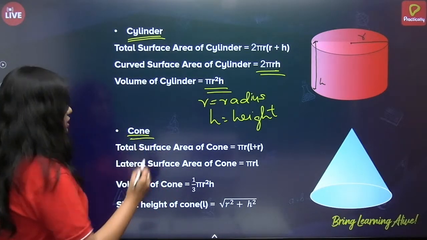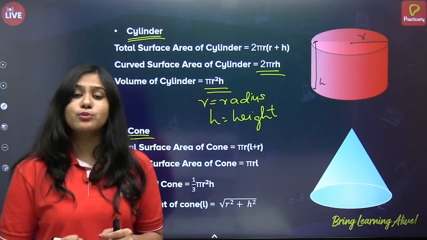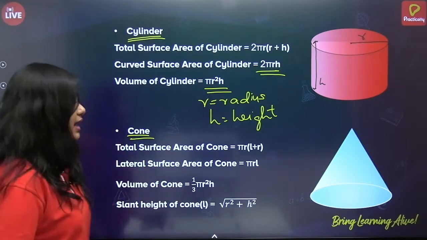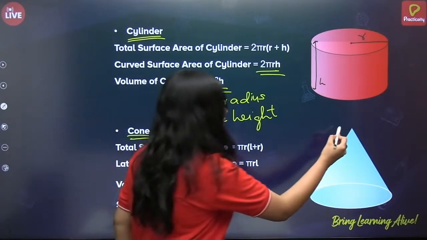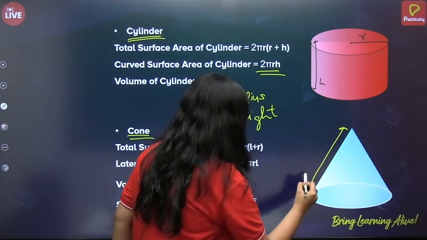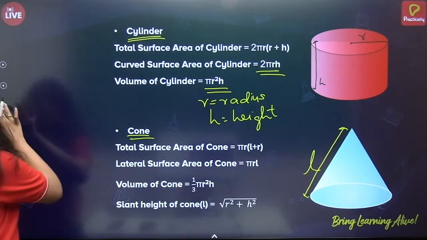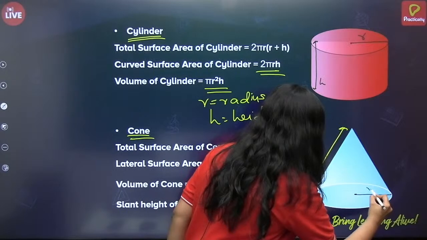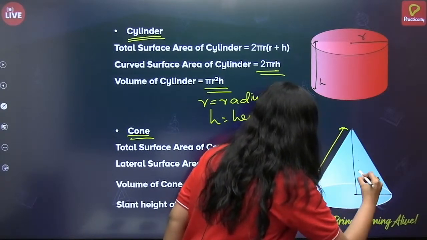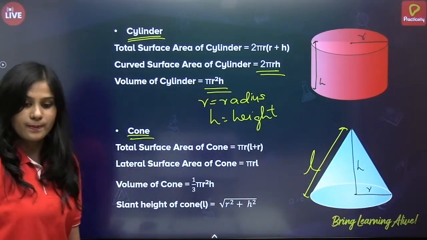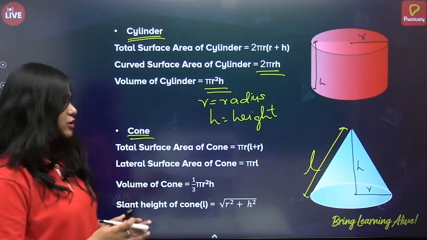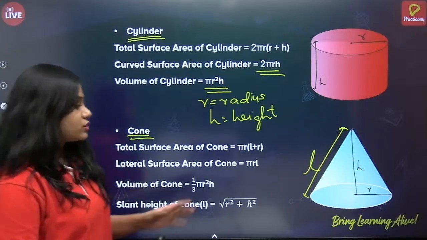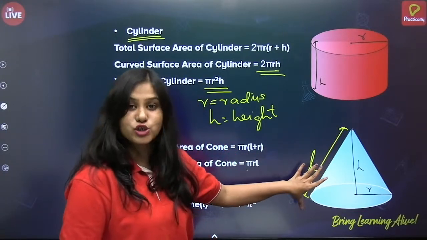Next is cone. To study cone, we need one more parameter, that is slant height, which is represented by the letter L. Now this will be the slant height of the cone. Okay, you can represent it by L, and as we all know, this will be the radius and this will be the height. Okay, yes, I am talking about slant height. So slant height is nothing but this measurement of the cone.